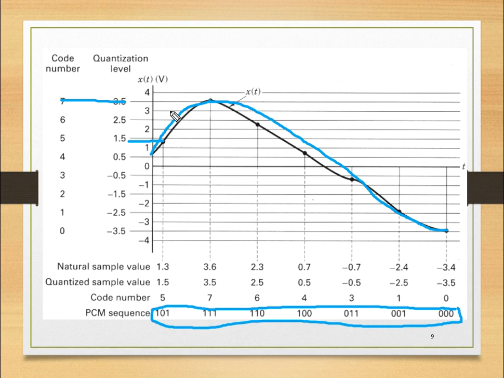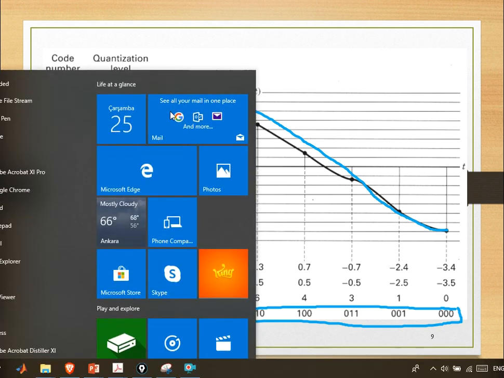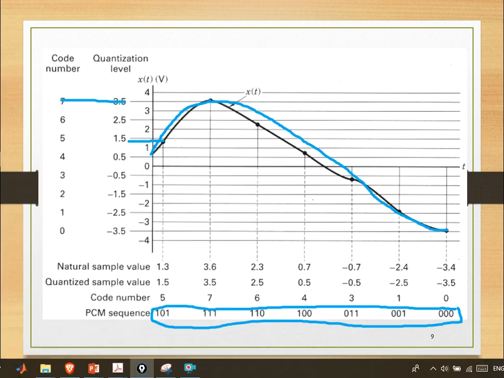Is it clear? Any questions? Very important concept, very critical. This is the turning point between analog and digital. So we should understand it very well. And I think this figure is very clear, it explains itself.